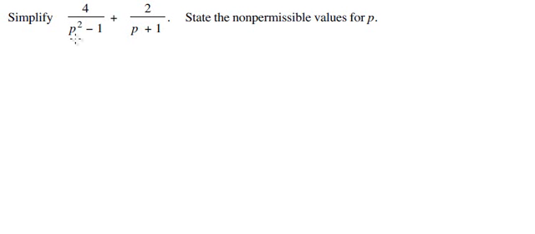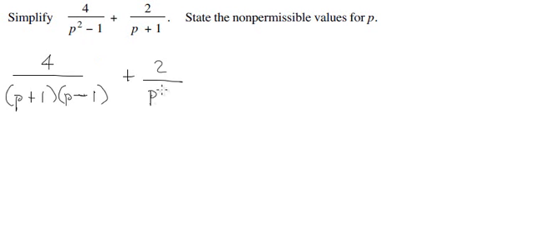More simplifying. Remember, the first thing we want to do with these is factor the denominators to see how much they really have in common. P squared minus 1 is a difference of squares, which means it factors into two binomials, one with a plus in it and one with a minus. The p squared would have come from p times p. The 1 would have come from 1 times 1, of course. And then we have 2 over p plus 1.